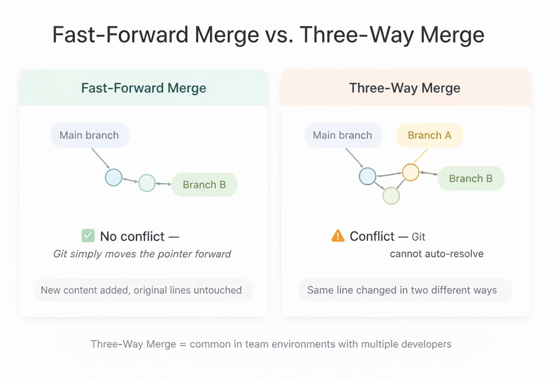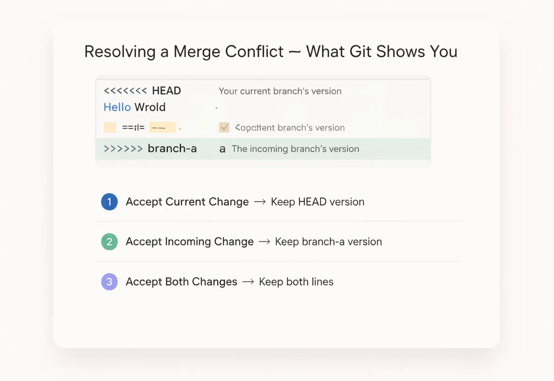In a team environment with multiple developers pushing code, three-way merges are very common, and conflicts are something every developer will face regularly. When a conflict occurs, Git marks the conflicting section directly inside the file using special markers. You'll see less than head, that's your current branch's version of the line, then a line of equal signs as a divider, then the incoming version from the branch you're merging, followed by greater than branch A.